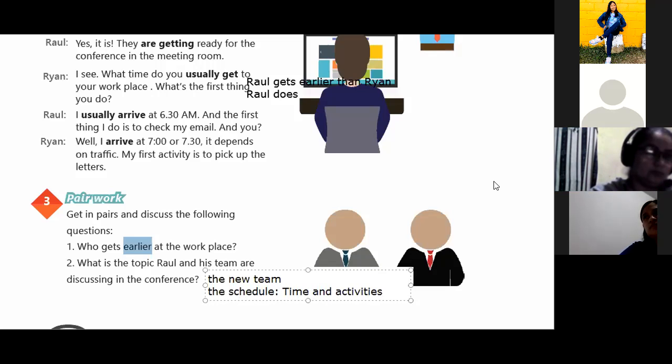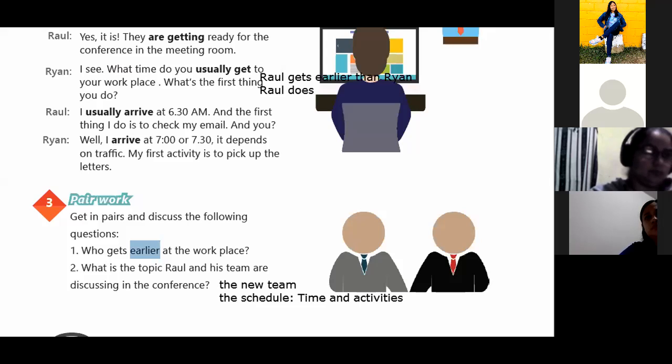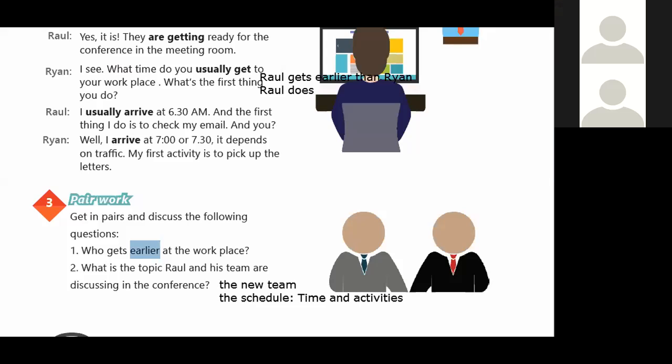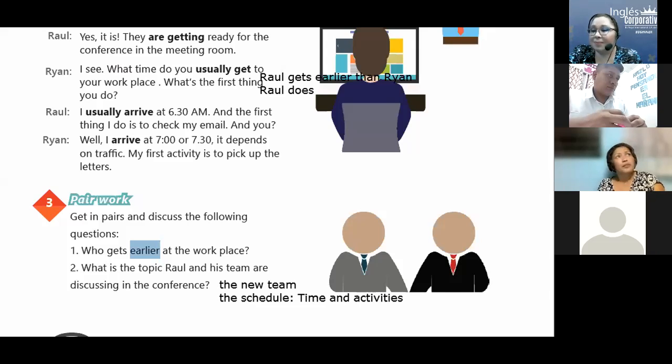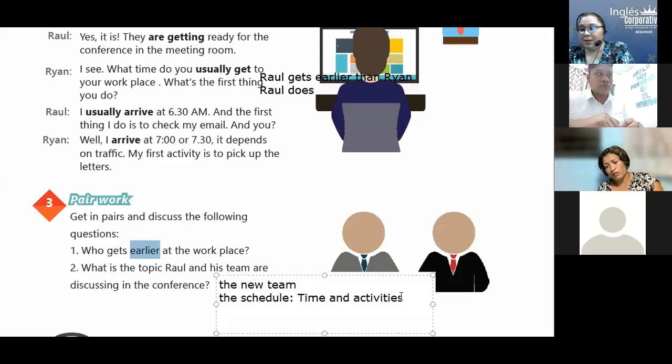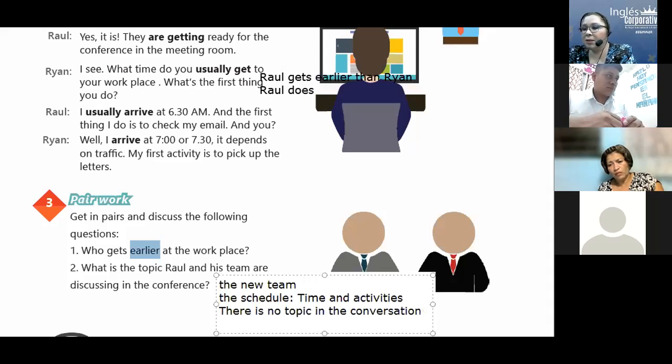What do you think, Alba? What do you think, Delmi? What do you think, Roxana? Luz Veronica, what do you think? Patricia? Teacher, I think, for example, no topic. Okay. They are discrete activities, nothing. Okay, so in that case, you said, there is no topic in the conversation. Is that correct? Yes, teacher. Okay, but we are discussing and taking ideas, right?